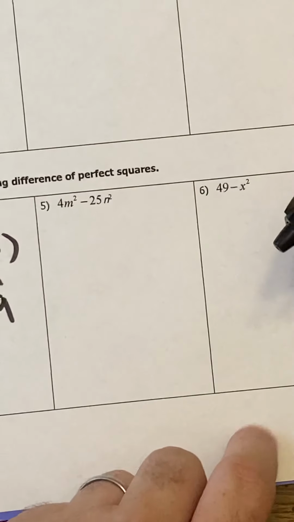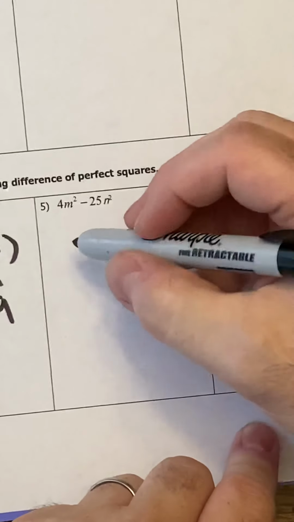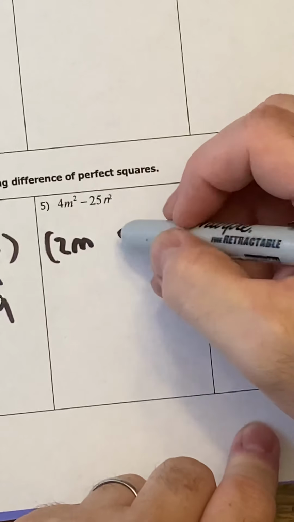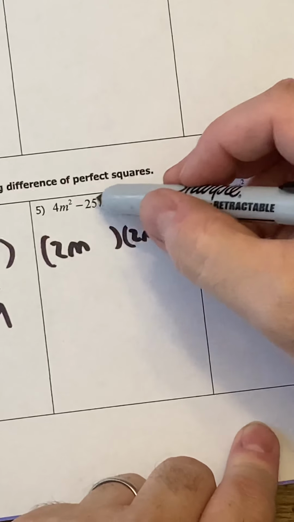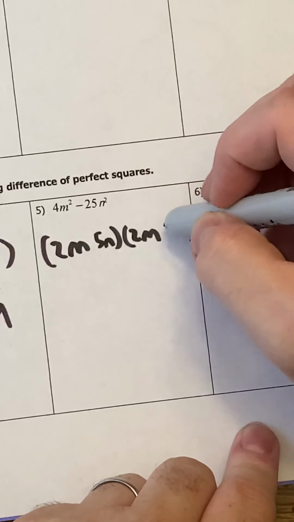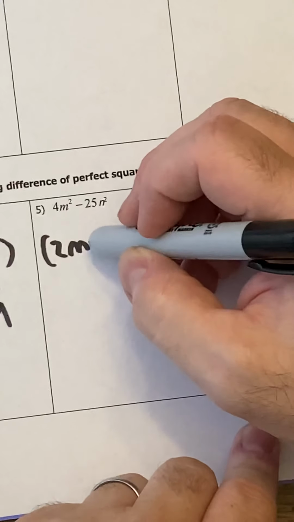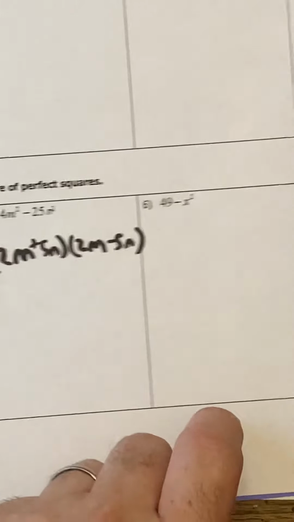Here, again, another difference of 2 perfect squares. 4m squared, that whole thing's a perfect square. 2m is the square root of 4m squared. And 5n is the square root of 25n squared. So 5n, 1 plus, 1 minus. I have to squeeze it in there. 1 plus, 1 minus, okay?